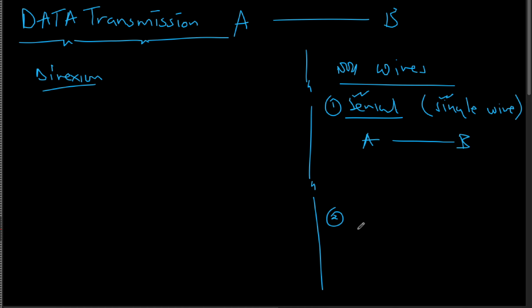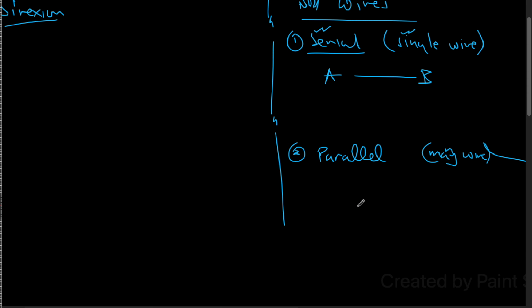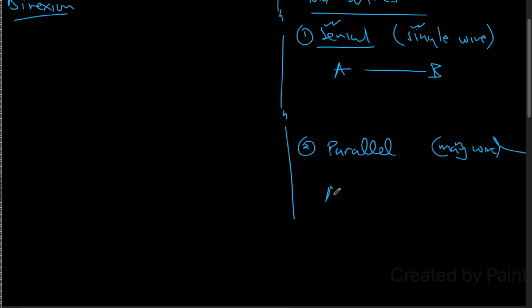Then number two, we have what is called parallel transmission. Parallel has many L's, which means we're talking about many wires. You can just treat every L like a wire. So when we talk about parallel transmission, A and B are communicating, but they are using multiple wires. You get the point?